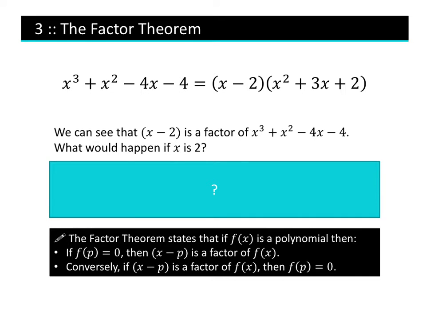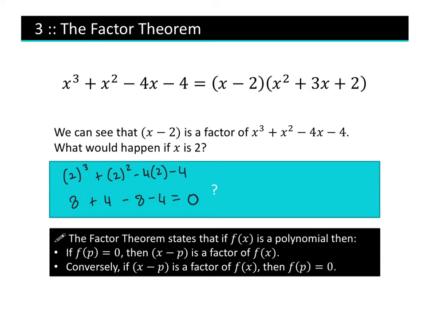So we have the factor theorem, okay? Now, we can see that x minus 2 is a factor of this if, and what we're going to do is substitute in what happens when x is 2. So if I substitute in when x is 2, I get 2 cubed plus 2 squared minus 4 lots of 2 minus 4. 2 cubed is 8, plus 2 squared, which is 4, minus 8 minus 4. This is going to equal 0.